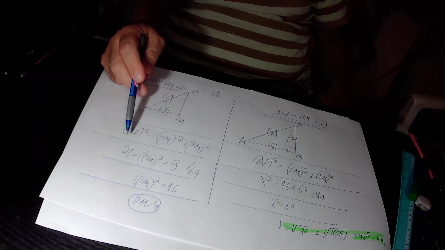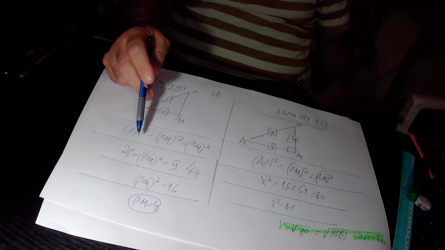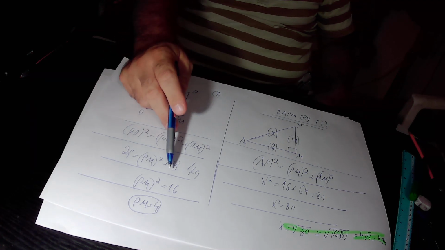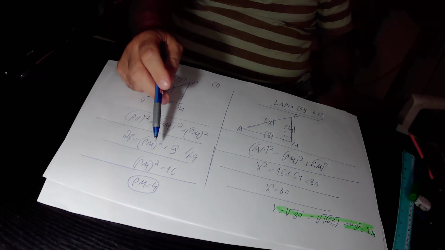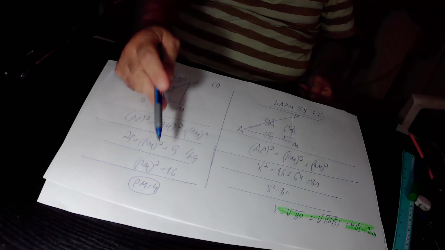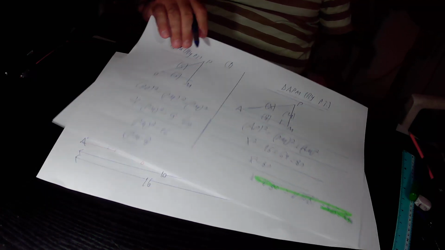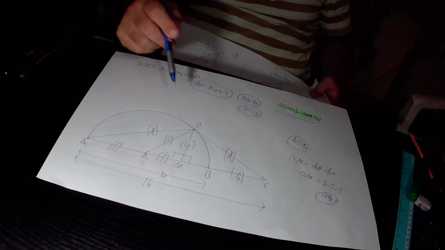Here we subtract 9 from this equation and find that PM squared equals 25 minus 9, which is 16. So PM squared equals 16. Here we took the root of this equation and found that PM equals the square root of 16, that is 4. So PM equals 4 units in length.